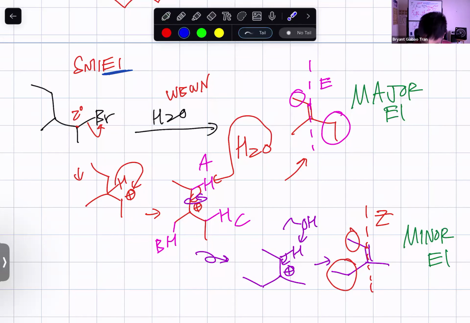Right. Why wouldn't C work? C would not work because if we deprotonated C, for example that hydrogen right here, and make a double bond here, the alkene that we are going to get is this right here. And then, oh, yeah, C would work as well. This is tri-substituted. Tri-substituted. Right.